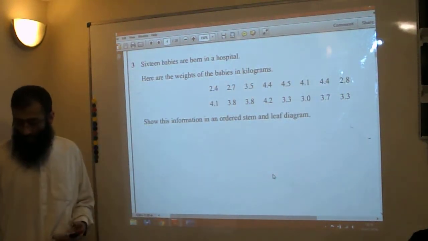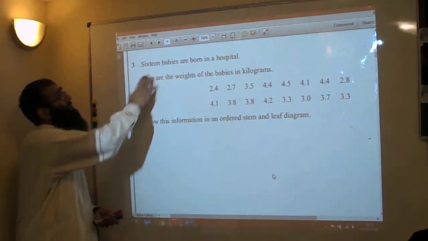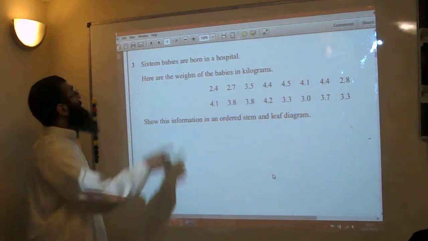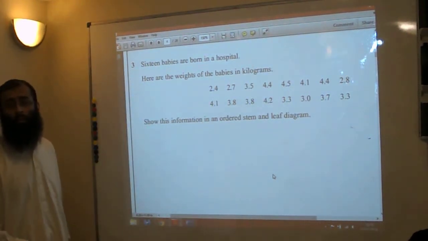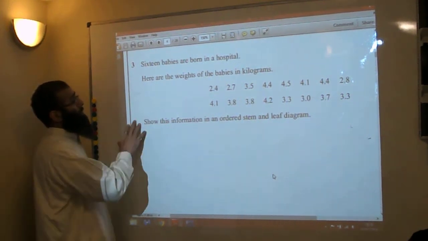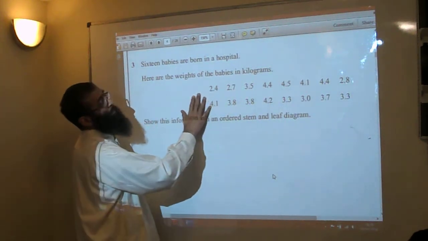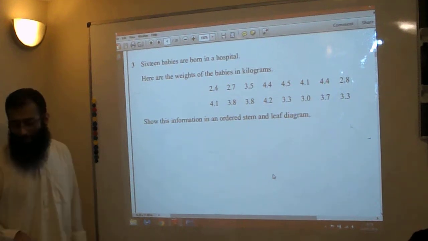Right, okay. Lovely. Question number 3: 16 babies are born in a hospital. Here are the weights of the babies in kilograms. Are you still recording? Yeah, still recording. Okay, so here are the 16 babies' weights in kilograms. Show this information in an ordered stem and leaf diagram.